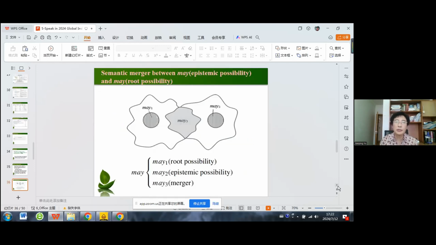In this study, we choose the English modal word may as a target word. There's a semantic merger between may epistemic possibility and may root possibility. As this diagram shows, between may 1 and may 2, there's an area for semantic merger, may 3. So we categorize the sense of modal verb may into 3 classes: may 1, root possibility; may 2, epistemic possibility; and may 3, semantic merger.